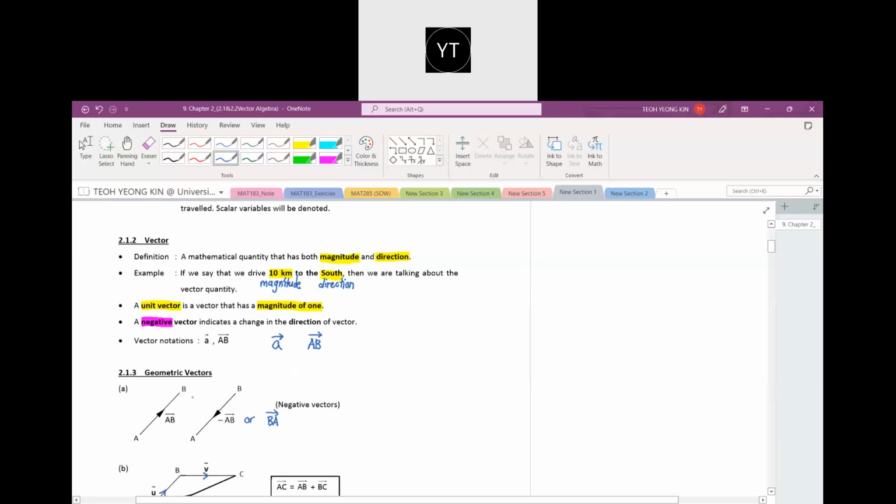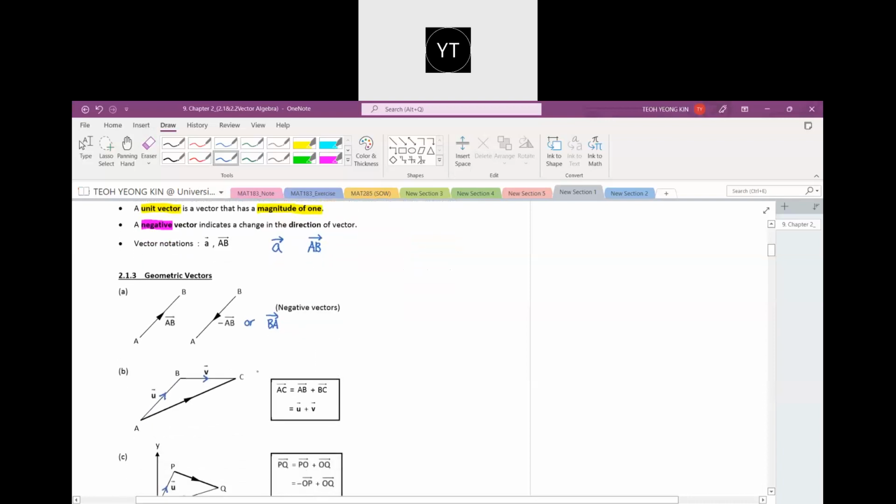So kat sini kita perasan, bila kita tukar arah, kita kena tambah negatif kat depan. Sekali lagi, bila kita tukar arah from A to B, kita tukar arah B to A, we need to put a negative in front of this one. Negative AB. Or you can write as positive B to A. Ataupun kita boleh letak macam ni, B to A. Cuma biasa kita tengok kat sini.